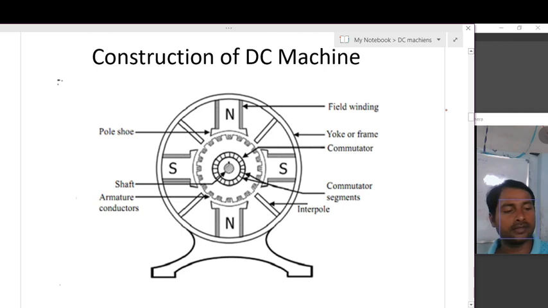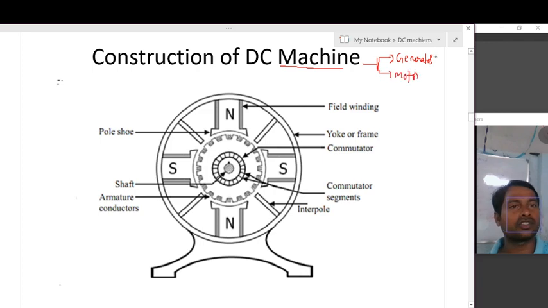So why am I calling it a machine? Because a DC machine is nothing but a generator or motor. The construction of both the DC generator and the motor is the same. That's why I call it the construction of a DC machine.